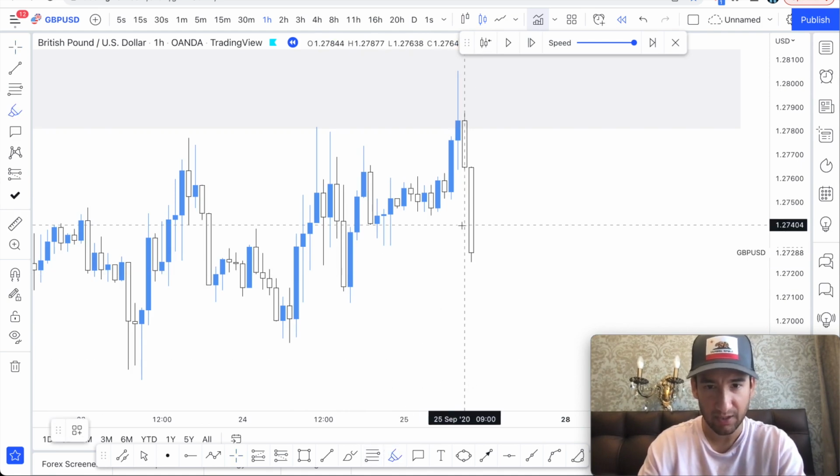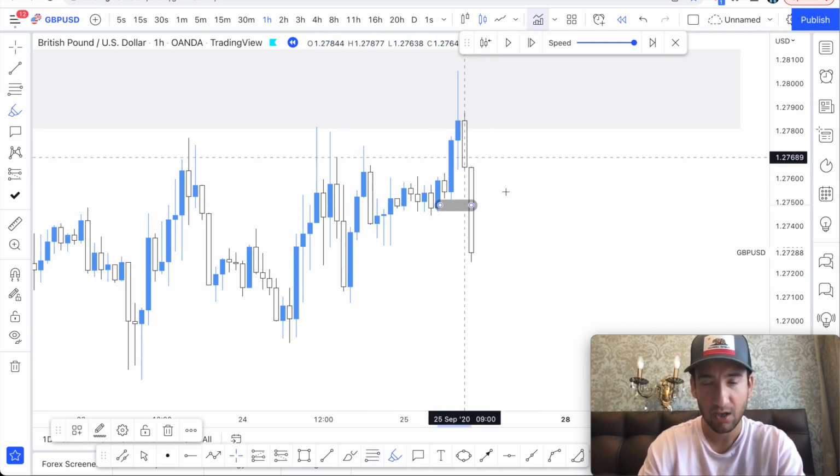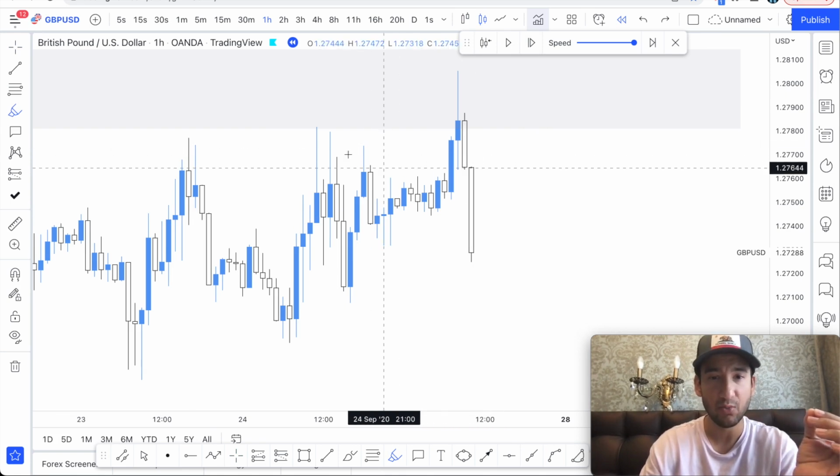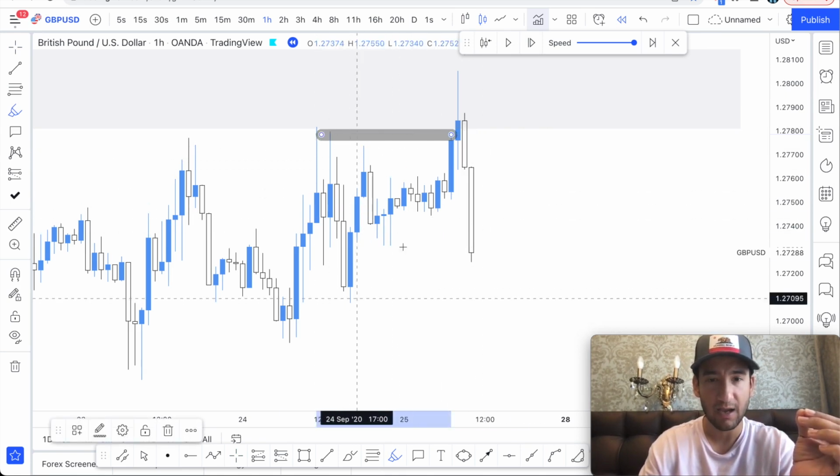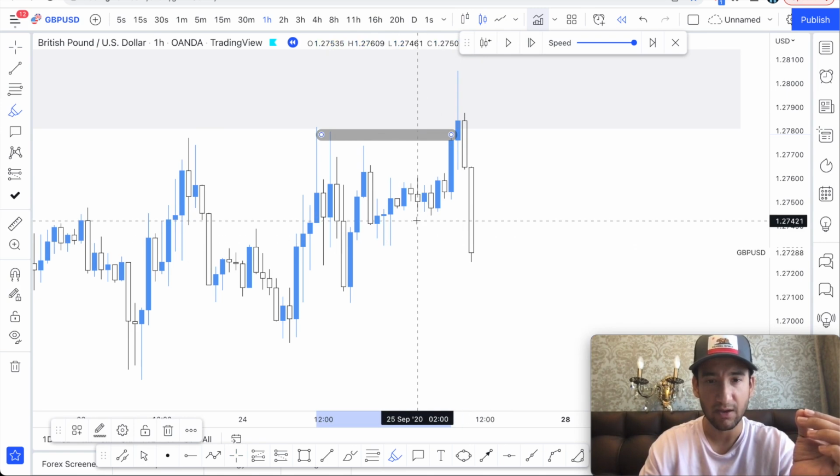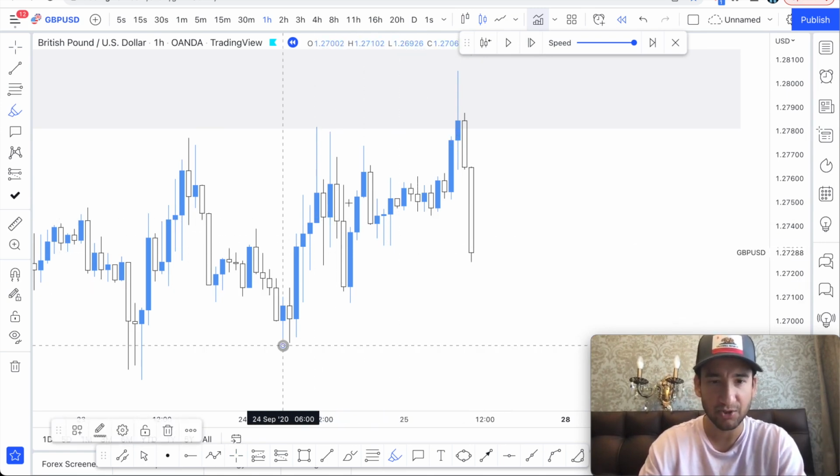Obviously here you can see that we did have a solid break of structure right there, right? Now this is a confirmation. We see that we have a choch from the high, right? From the high there and then to the low here. Let's identify structure here properly.